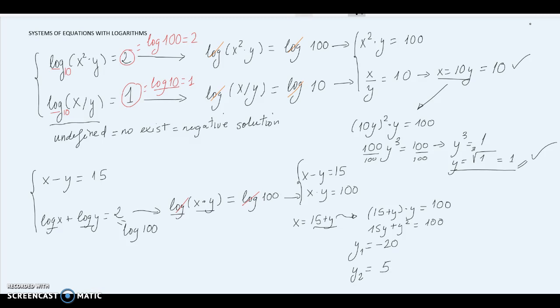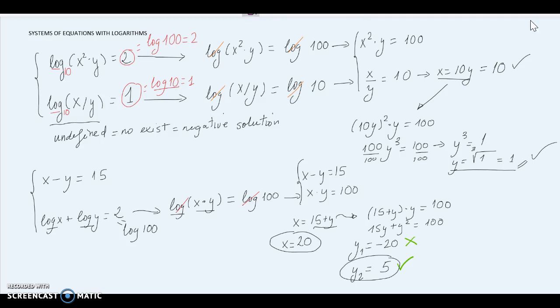As I said before, we are not going to keep the negative solutions, so this solution, minus 20, won't be a solution. So we are going to keep only the second solution. So if we get y equals 5, we're going to find the x. X equals 15 plus y, this is 20. So we get the solution for the x.